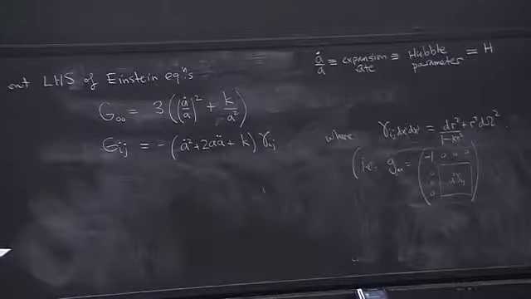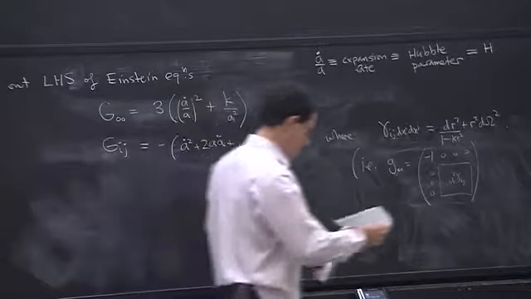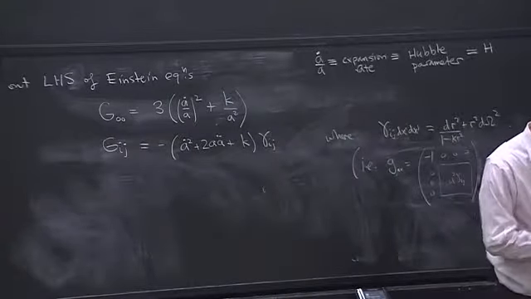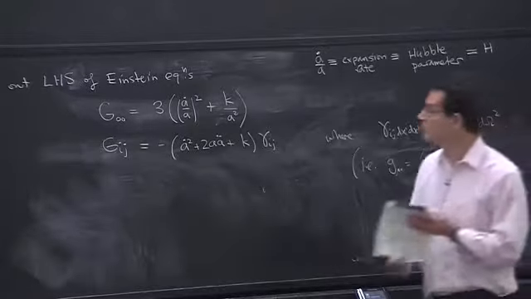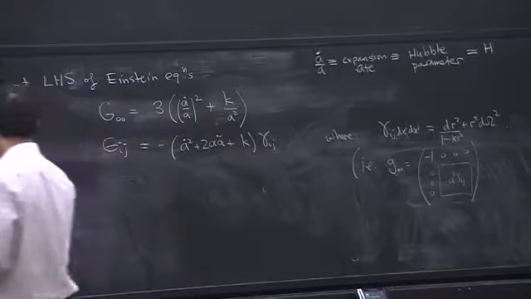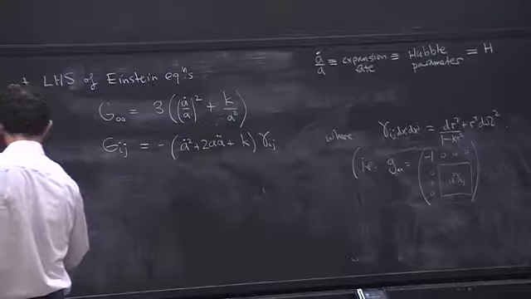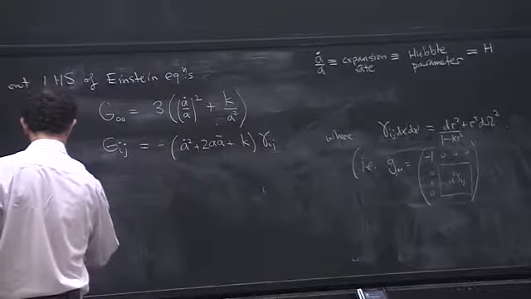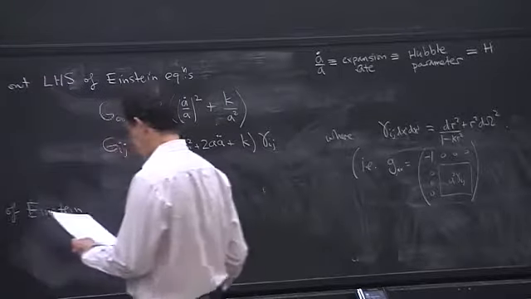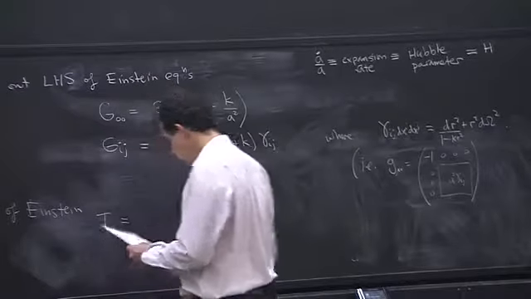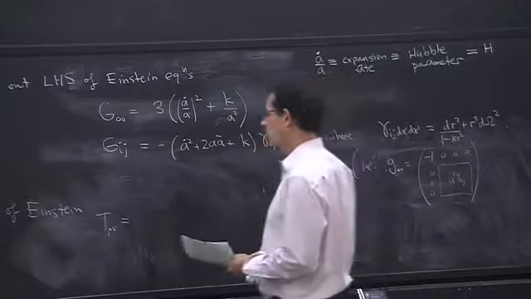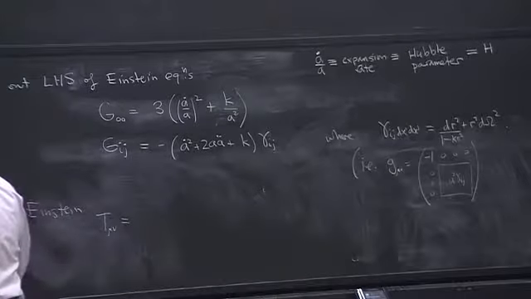So that's the left-hand side of the Einstein equations. Now let's calculate the right-hand side. On the right-hand side of Einstein's equations, we need to know T mu nu. T mu nu is equal to, and we're going to assume a perfect fluid form.